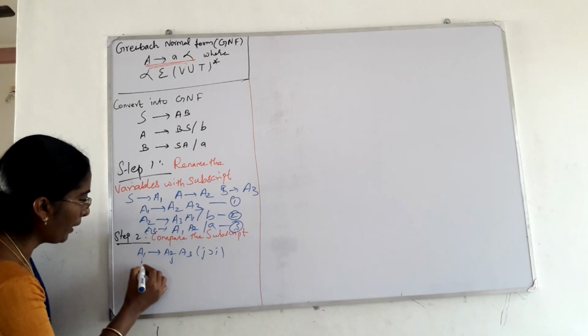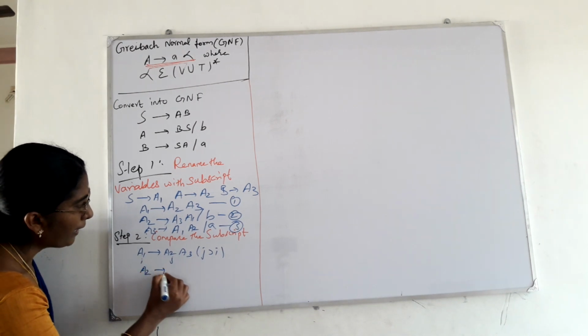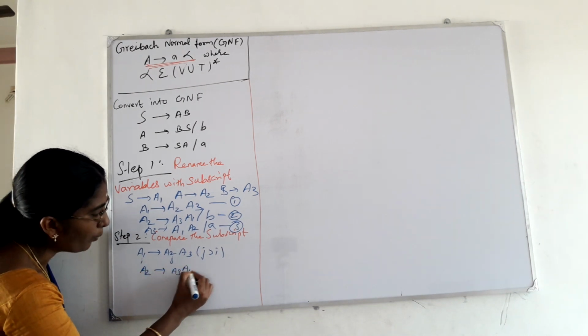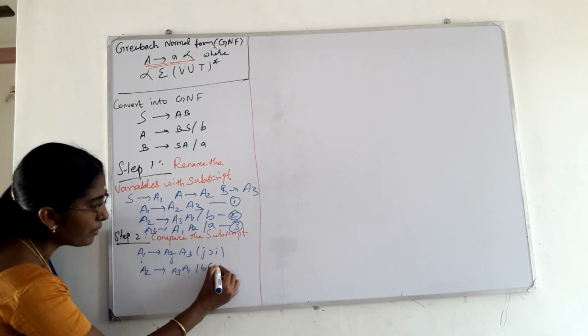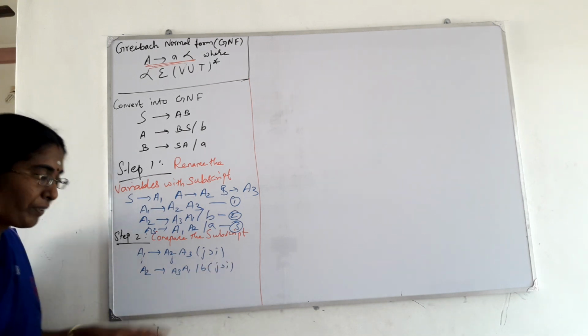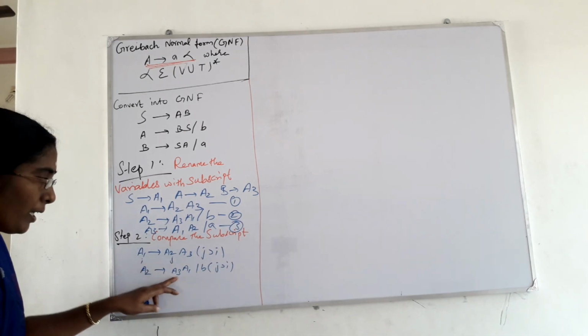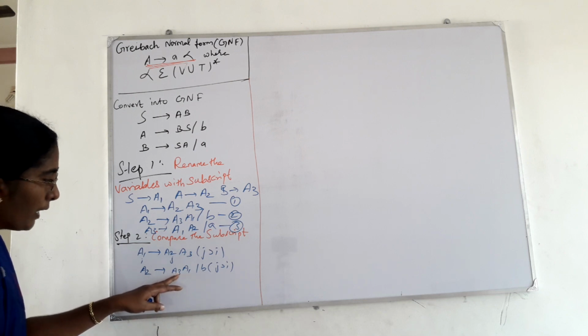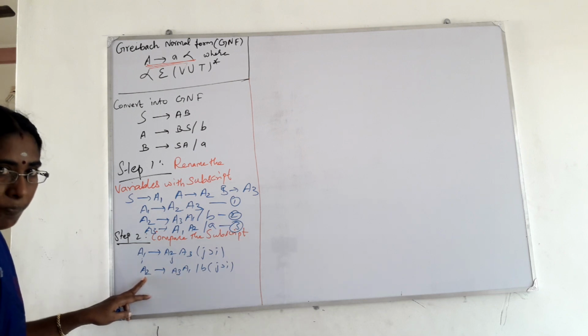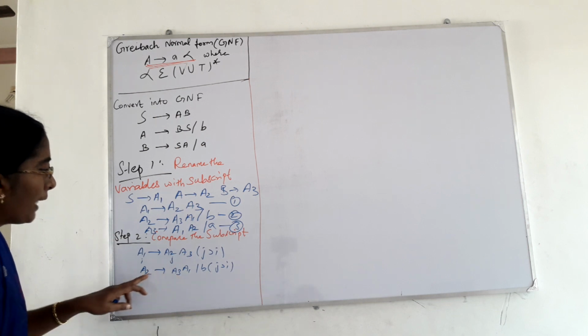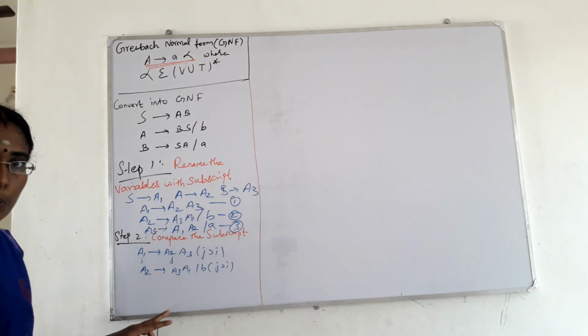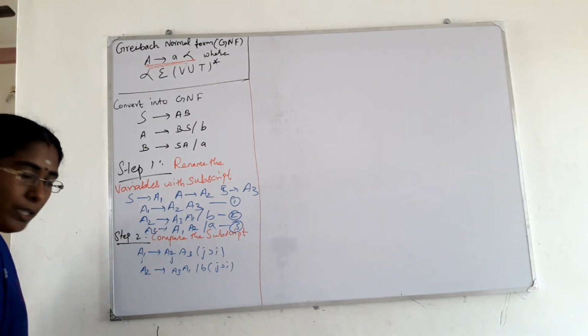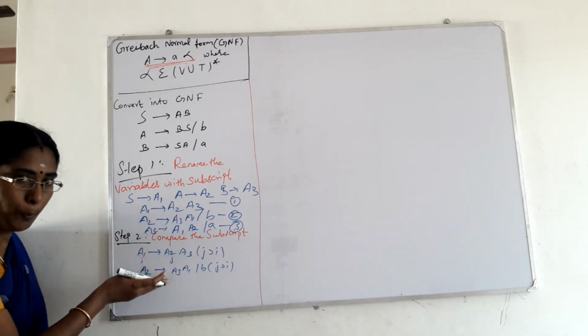Likewise, second production. What is the second production? A2 implies A3 A1 | b. Here also the j value is greater than i. The value of j is 3 here and the value of i is 2. The value of j is greater than i. So no need to change any production here. So no problem with the first two productions.